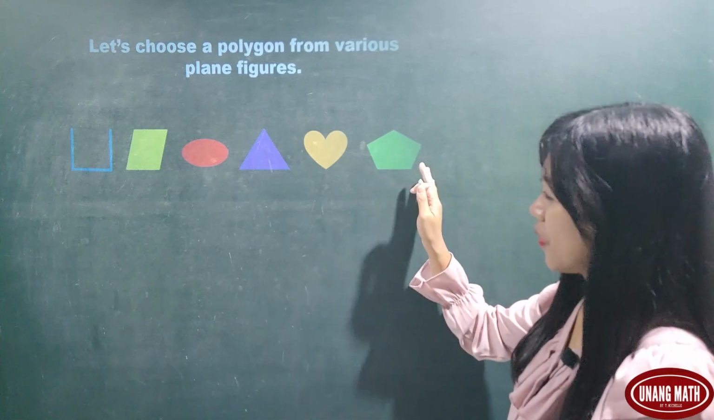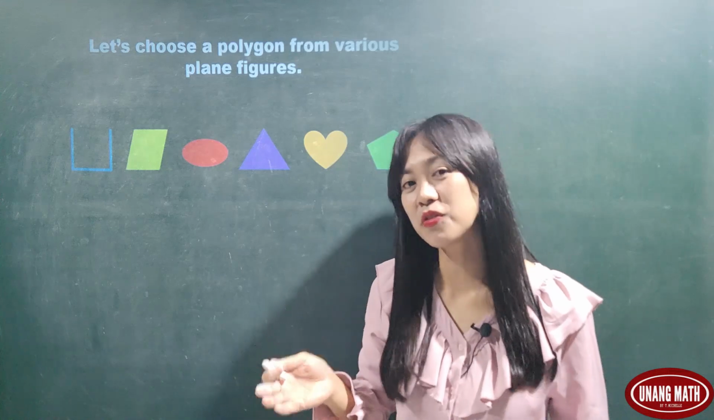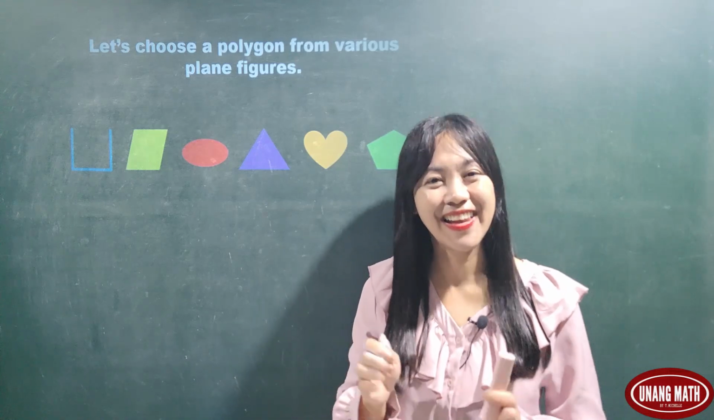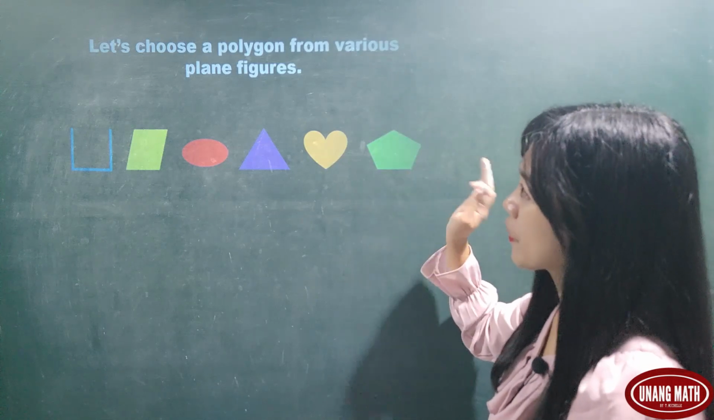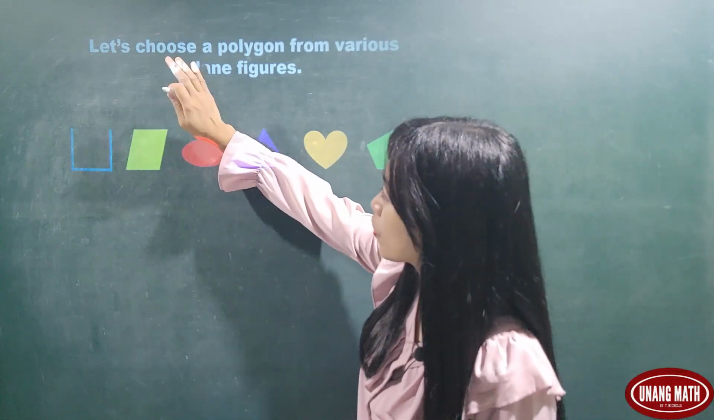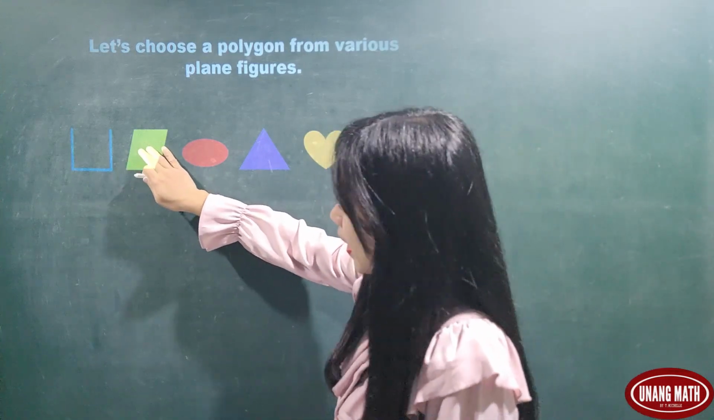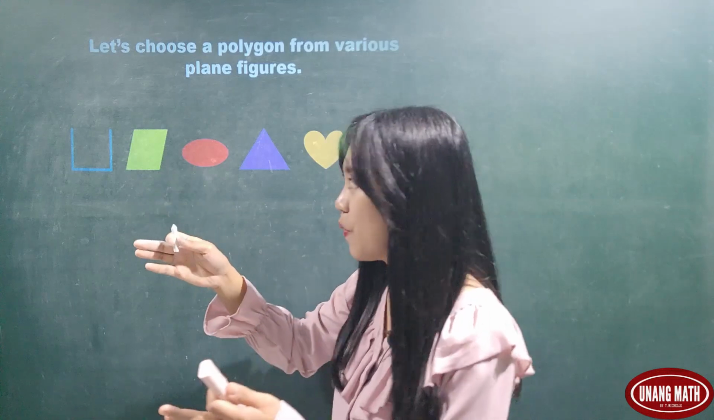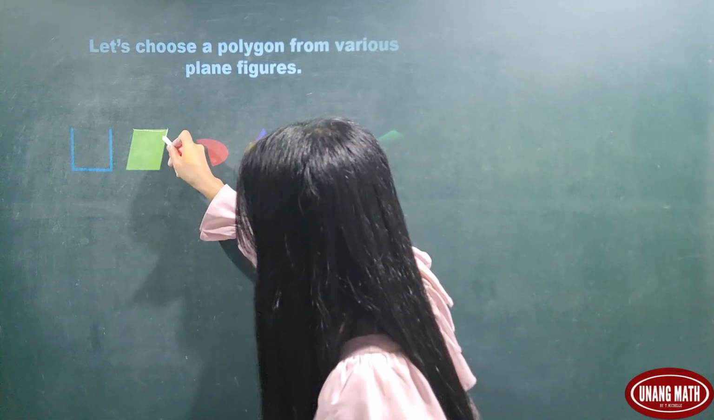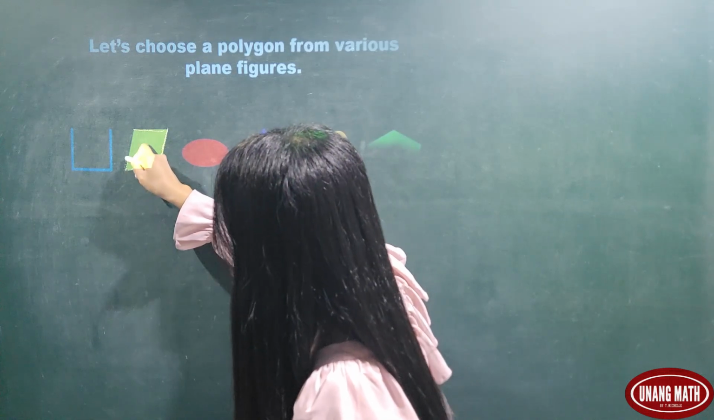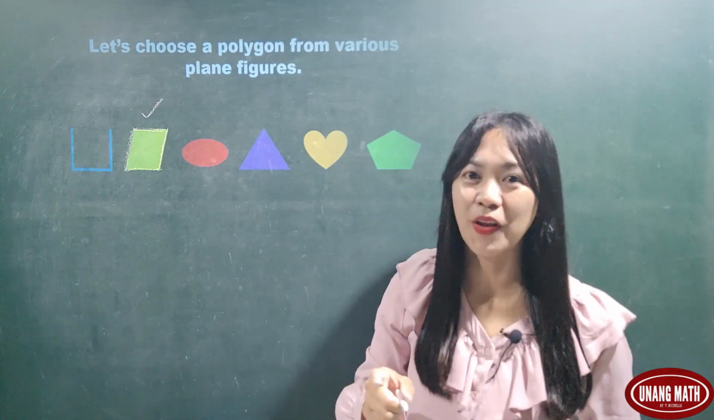Okay, when we say polygon, this is a plane figure enclosed by three or more line segments. We have here various plane figures and our task is to identify the polygons. This figure is enclosed by four line segments. So this is a polygon.